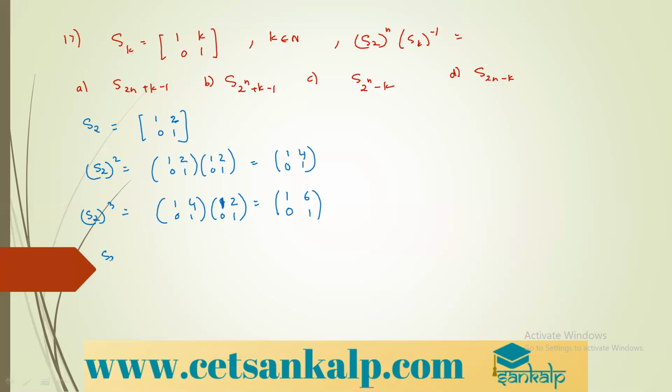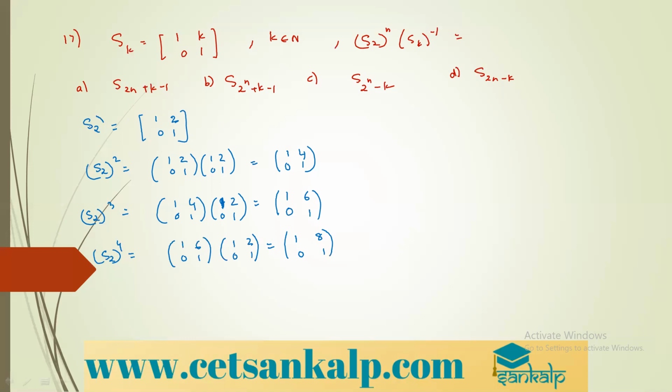Next I will find S2 power 4. That means I will take S2 cube and multiply with S2. So I'll have 1 plus 0, 1. 2 plus 6, 8. And then 0 plus 0, 0. 0 plus 1, 1. Look at the pattern I have.